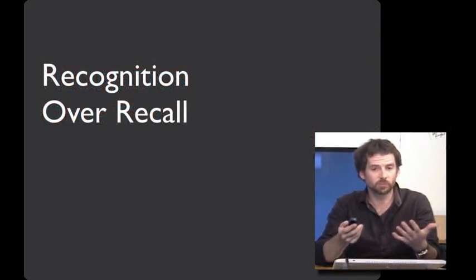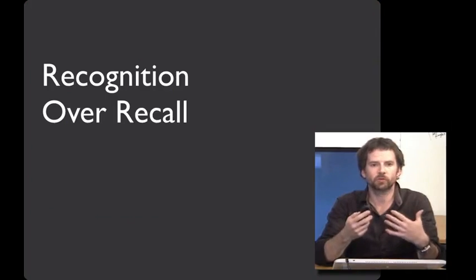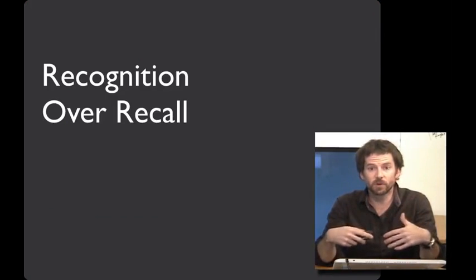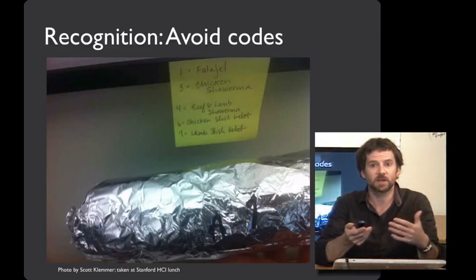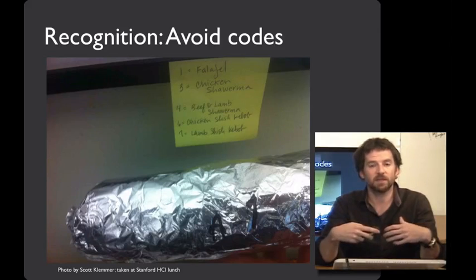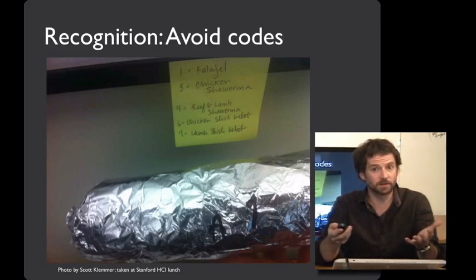Our next heuristic is recognition over recall. Create interfaces that make objects, actions, options, and directions visible or easily retrievable. And one of my favorite examples of this is anytime you see a Post-it note, that probably means that the relevant information isn't as ready to hand as it ought to be.